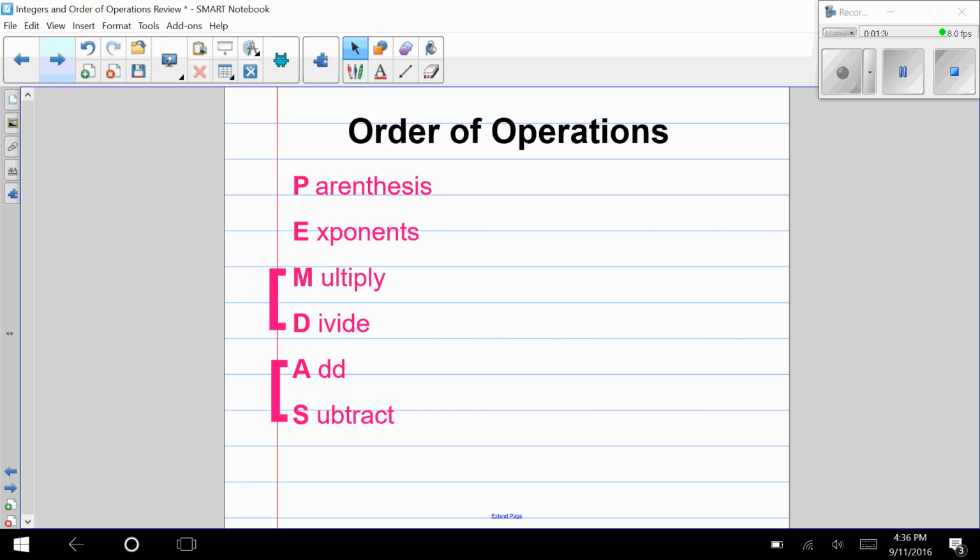Finally, the order of operations. You can remember the order of operations either by remembering PEMDAS or Please Excuse My Dear Aunt Sally. The order of operations is parentheses, exponents, multiply, divide, add, subtract. This is the order that you always solve equations. Multiplying and dividing are actually the same step, so they go together left to right. The same thing with adding and subtracting, they are the same step. You do them left to right.